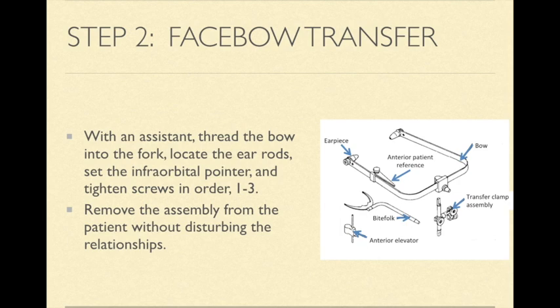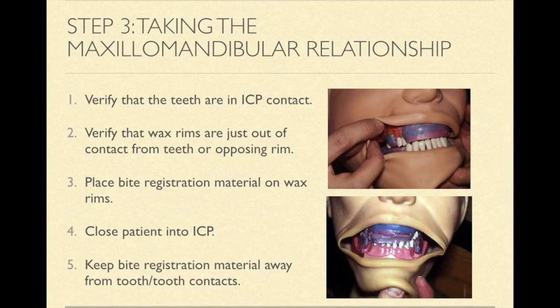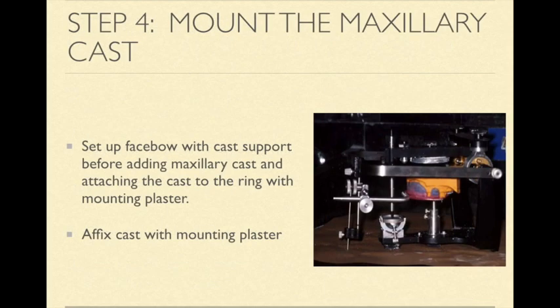And then you have to know how to assemble those and transfer back to the articulator, which we already mentioned in the sim lab. And then you need to take the maxillomandibular relationship. So you have to verify those teeth contacts and make sure that your waxing doesn't have any interference, and then take the bifurcation. After you get the facebow transfer record, you can mount the maxillary cast using the facebow transfer record.